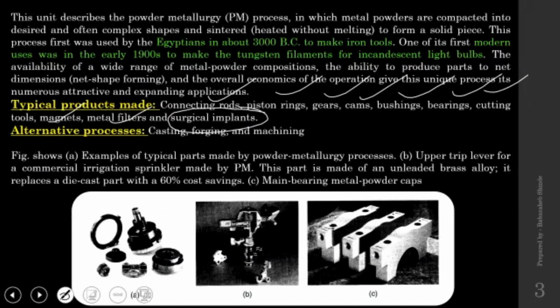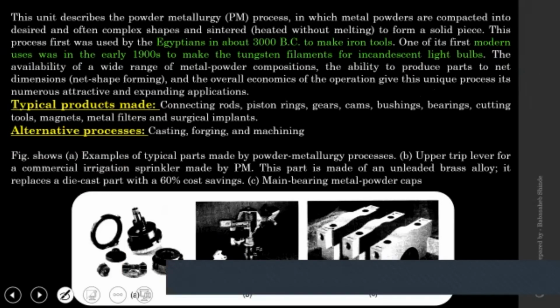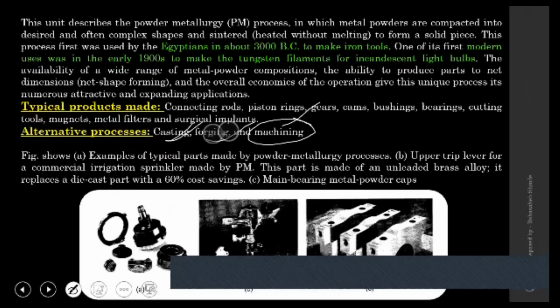Okay, there are certain alternative techniques to powder metallurgy. If you want to replace powder metallurgy, what are the processes that you can go for? The first one is casting, then forging, and even machining. Machining we are very much familiar with now because we have seen it in the first two units, the second and third unit on machining itself. Additionally, casting and forging you might have seen in MP1.